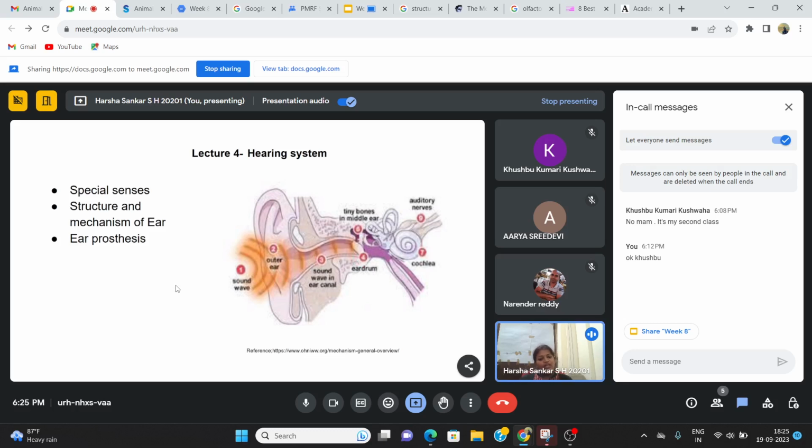In this cochlea, there are so many things present across the whole cochlea. Does anyone know what that is? Hair cells. These hair cells have two important parts: one elongated part and there are multiple other parts. Does anyone remember what those things are called?